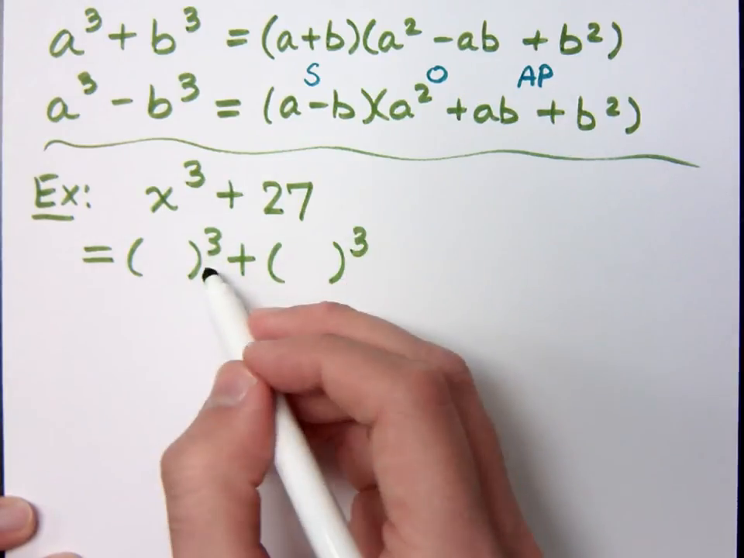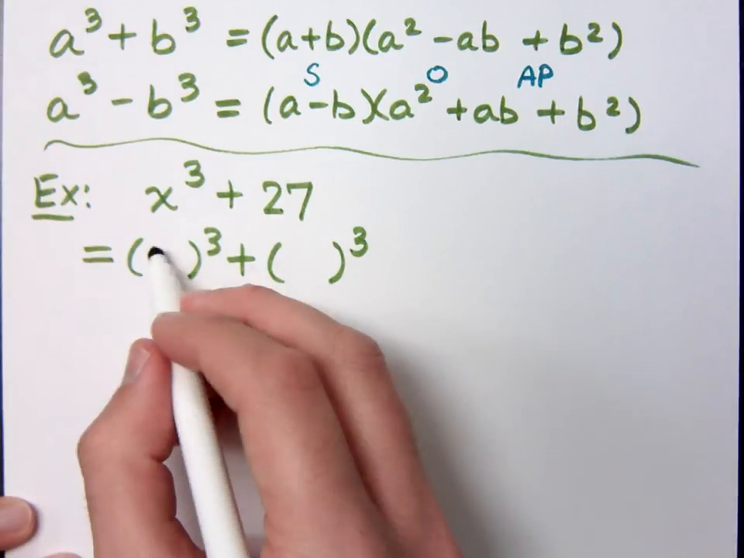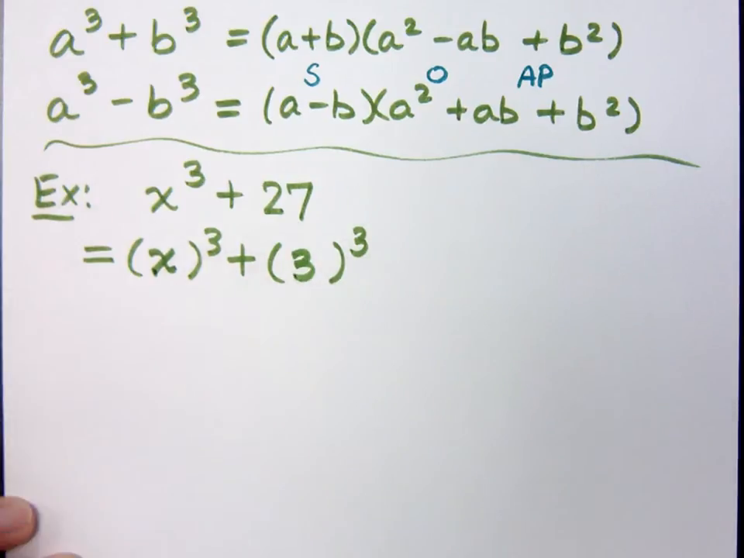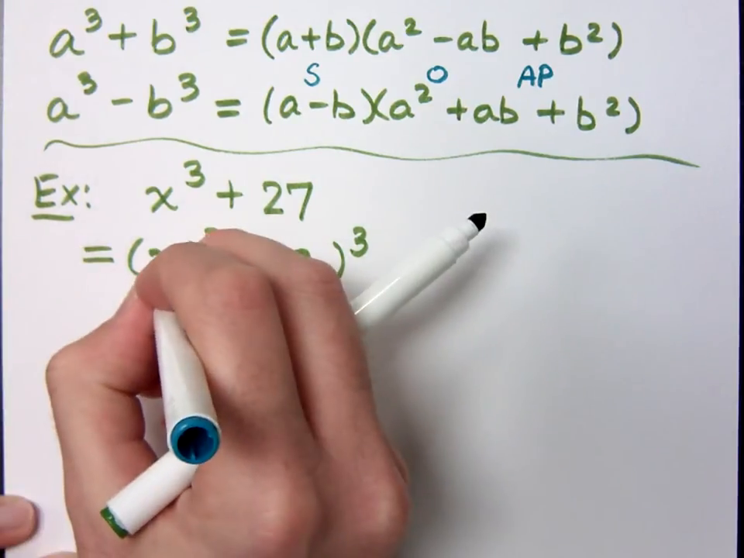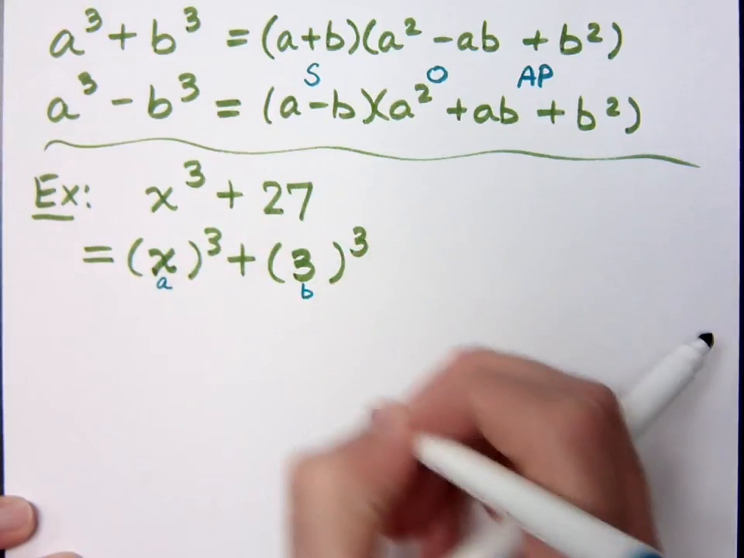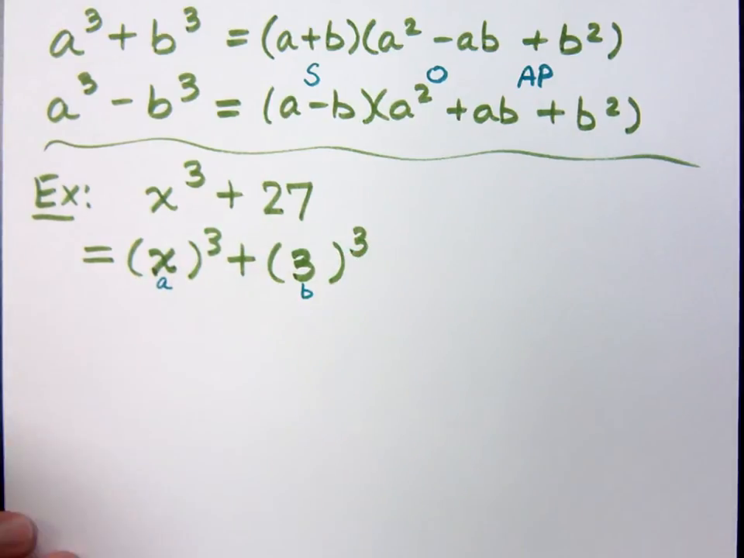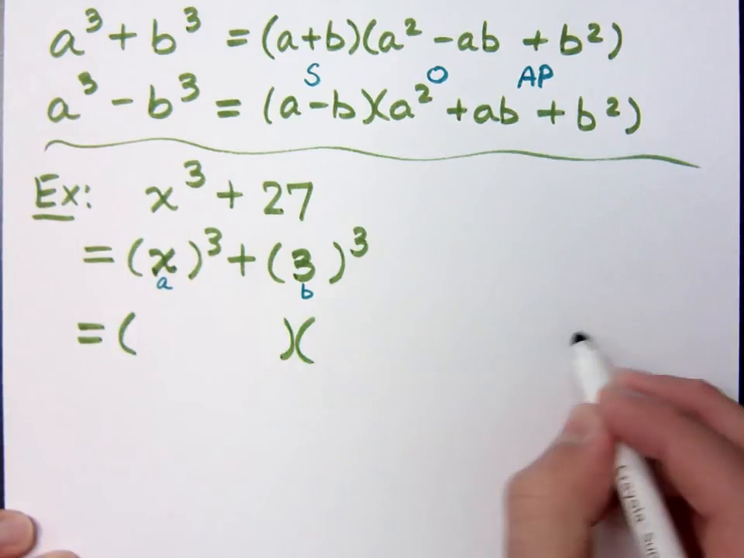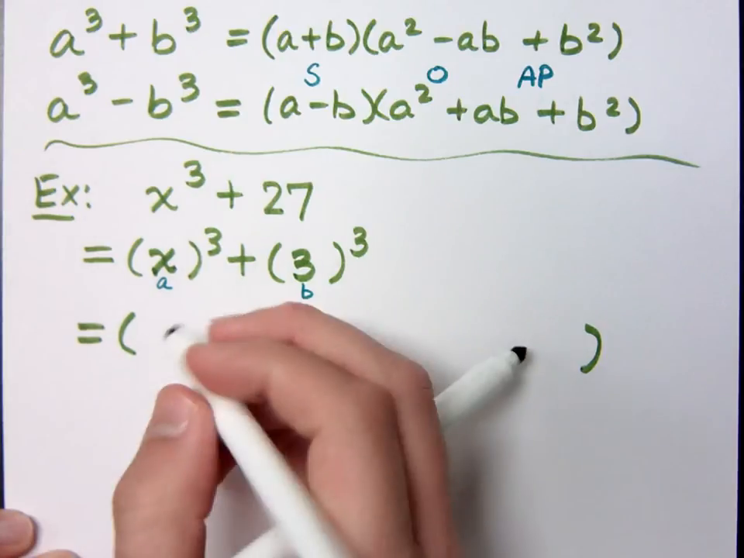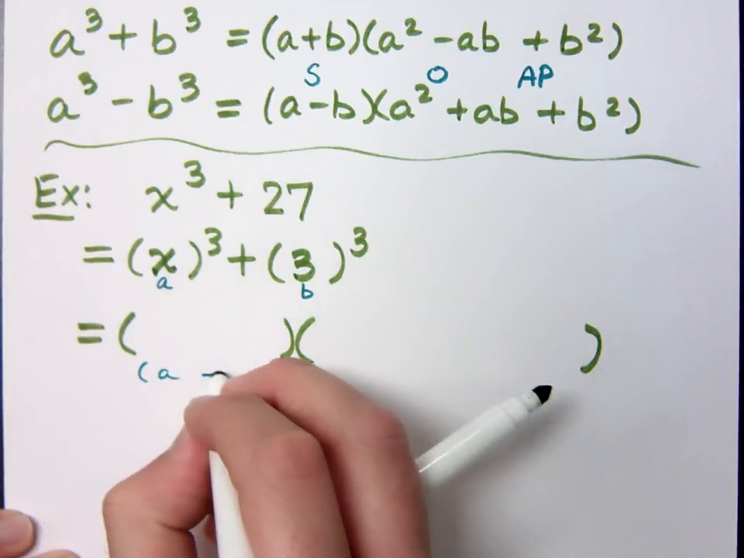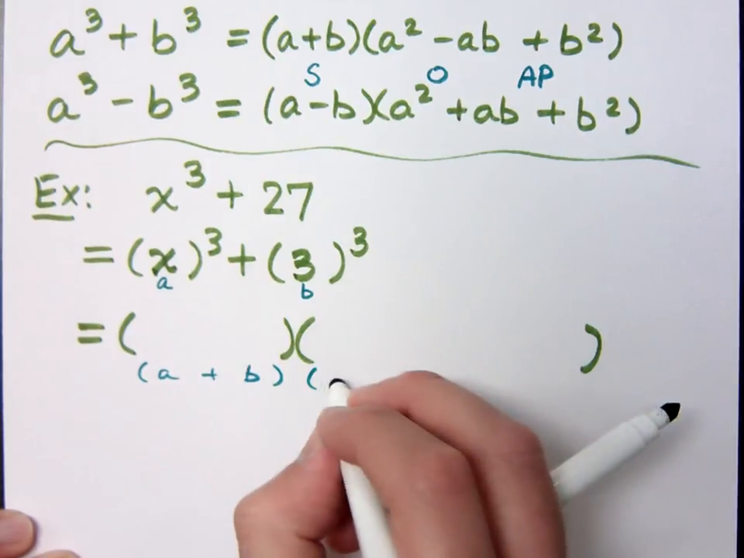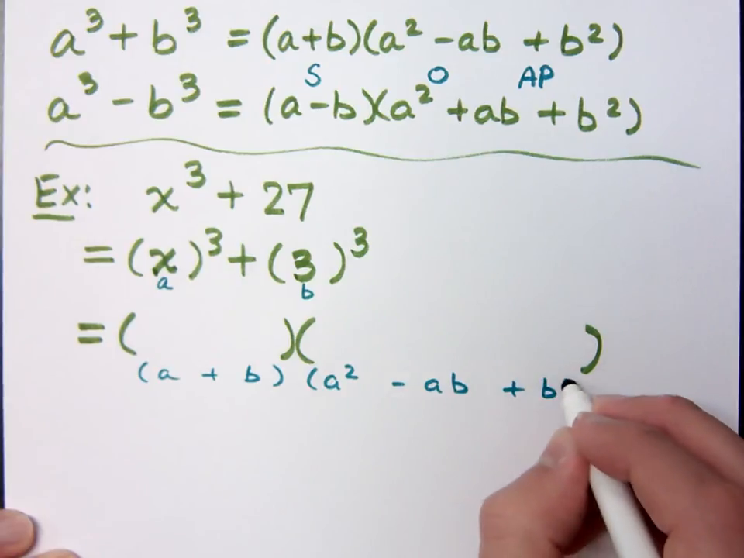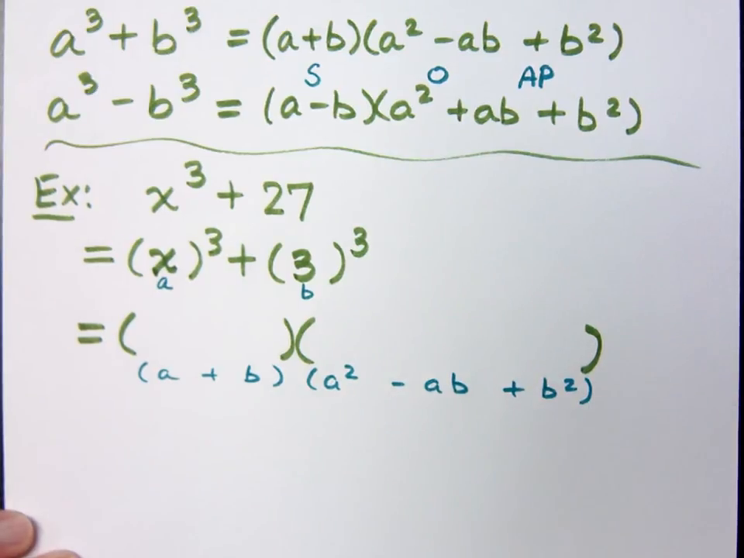x to the third is what to the third? It's x to the third, and 27 is what to the third? 3 to the third. So what I'm doing here is identifying this as my A in the formula, and that's my B. A is x and B is 3. So when I factor this, I have my binomial factor, and then I have my larger trinomial factor. And what I always like to do is to just sketch out the formula underneath. That way when I'm using the formula, I know exactly the exact terms that go in here.